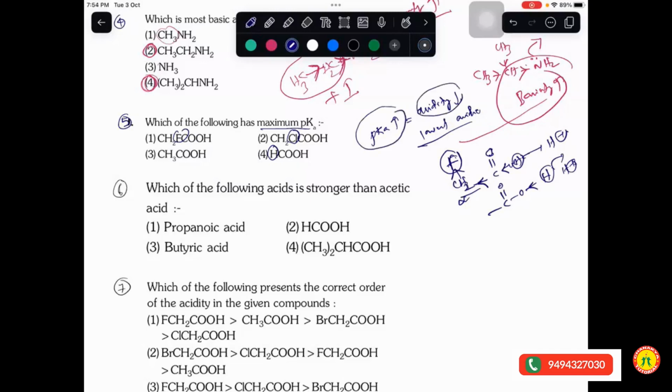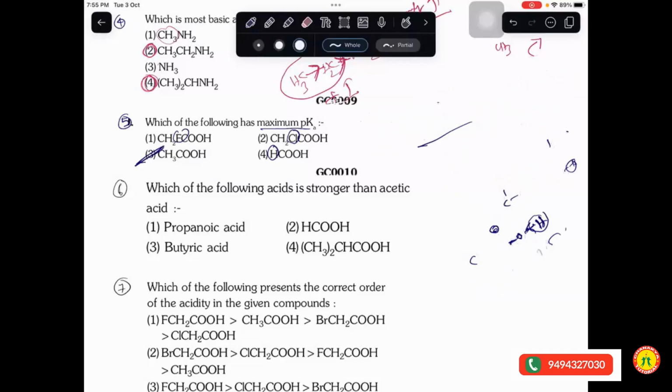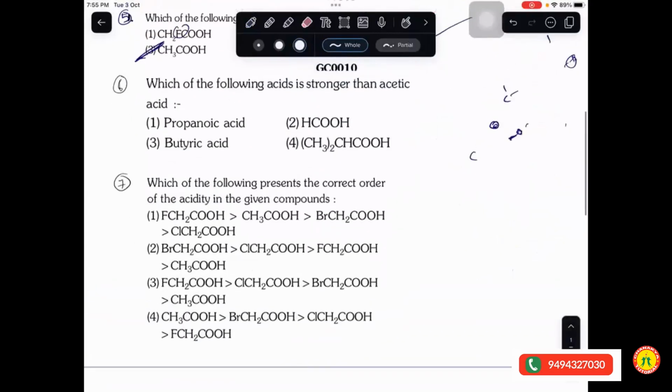So when any donating group is there, this carbon can donate. Then the oxygen has more electrons and does not need to take electrons from hydrogen, because this CH3 is donating electrons to the oxygen. Now hydrogen cannot leave easily as H plus. Therefore, acidity decreases. Therefore, the answer is acetic acid. Next, any other? Got it? Got it, sir. Any other? No, sir. Fine.